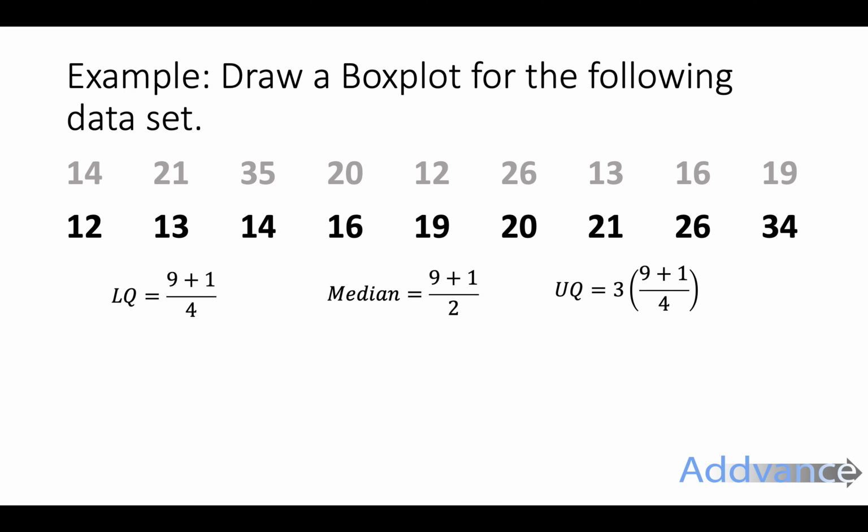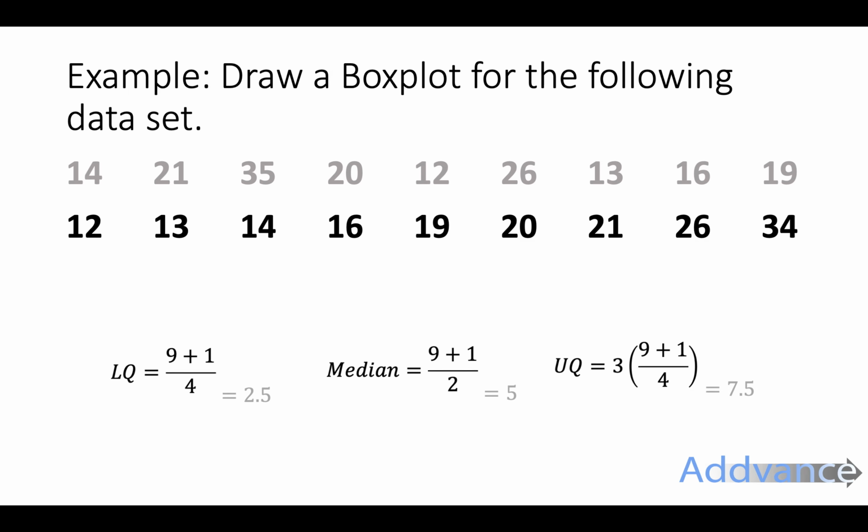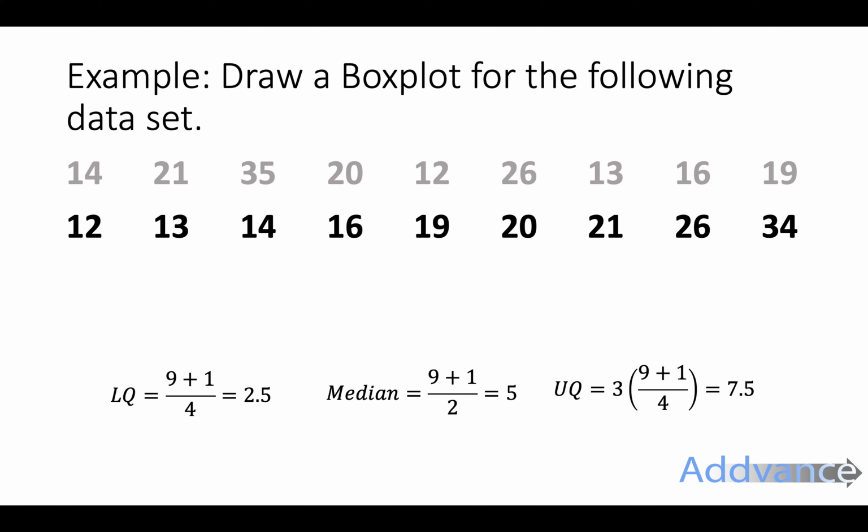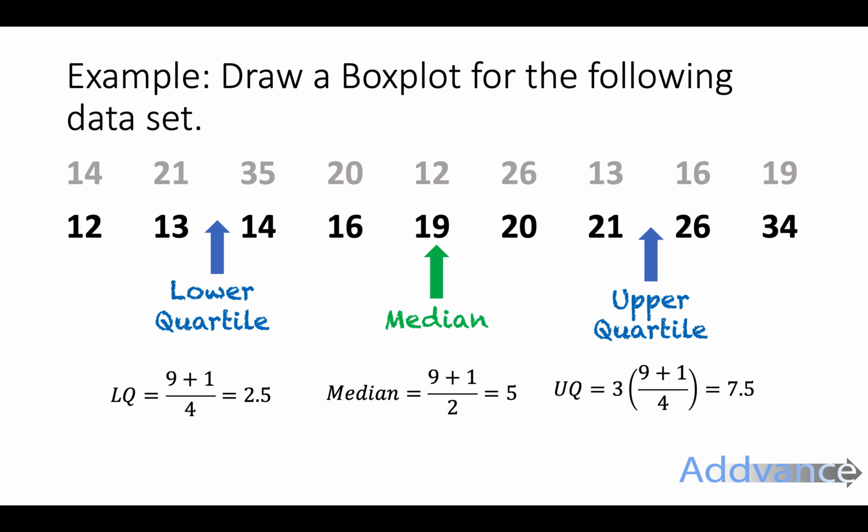And when you type these formulas into the calculator, you get the lower quartile is in the 2.5th position, the median is in the 5th position, and the upper quartile is in the 7.5th position. So here are those positions marked. The 2.5th position will be between the 2nd position and the 3rd position. The 7.5th position will be between the 7th position and the 8th position. Okay, and that's completely normal. There's no problems with that if that comes up in your exam.